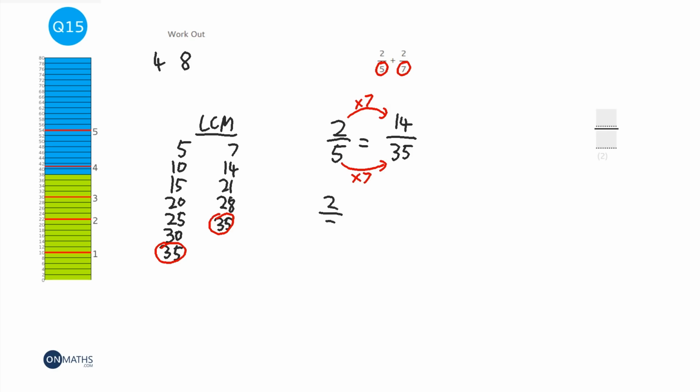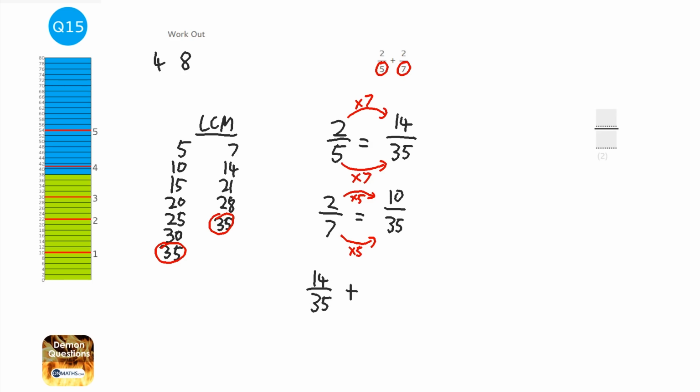Next, we've got 2 over 7. So again, I need to work out what I do to the bottom to make it 35, because both of these need to be over 35. Times by 5. So I'm going to do the same to the top, times that by 5. 2 times 5 is 10. And so instead of 2/5, I'm going to write 14 over 35, which is what I converted it into, plus, and instead of 2/7, I'm going to write 10 over 35.